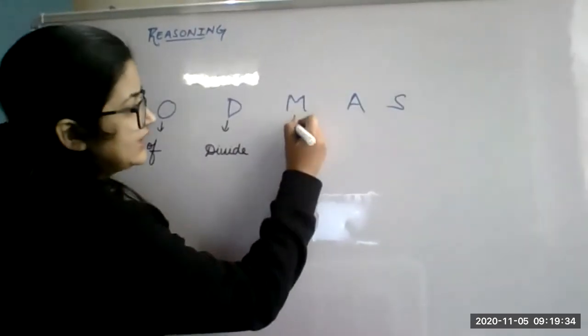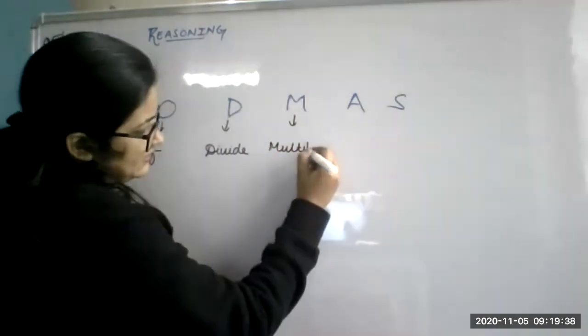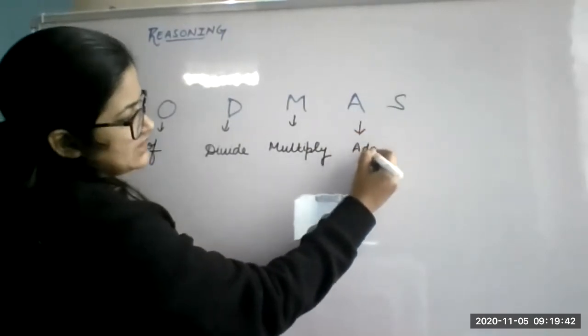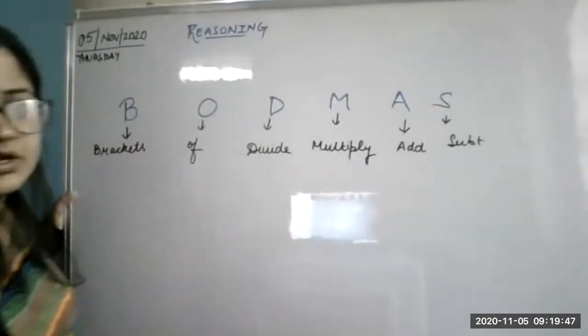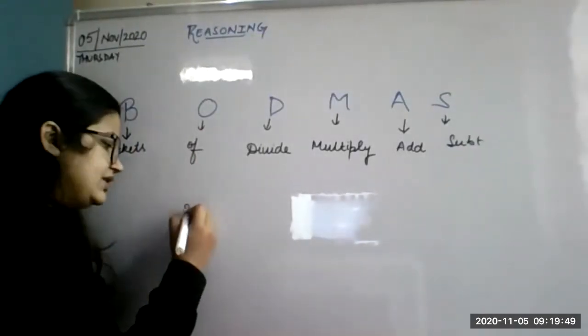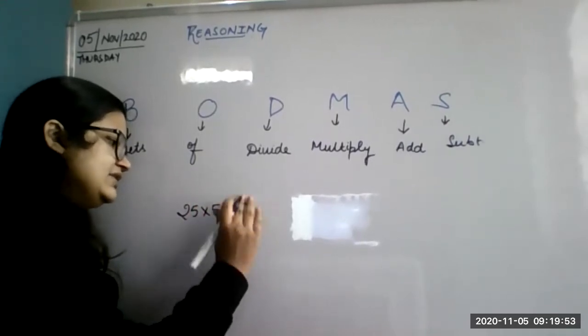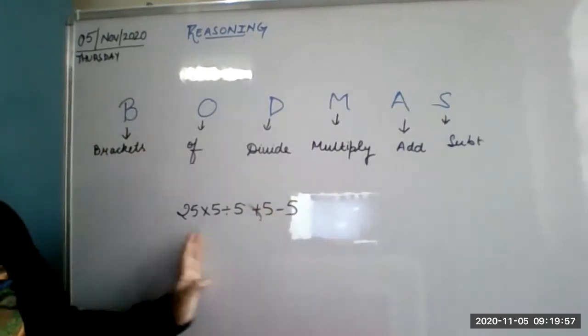D for divide. M for multiply. If you have divide, multiply. I'm telling you the full form first. Add and subtract. Okay. If you have a big question like 25 multiply 5 divided by 5 plus 5 minus 5, then what are you going to do first of all?